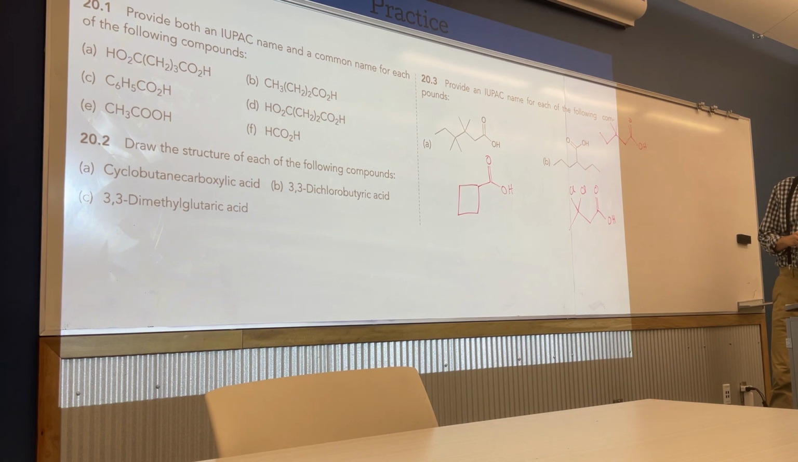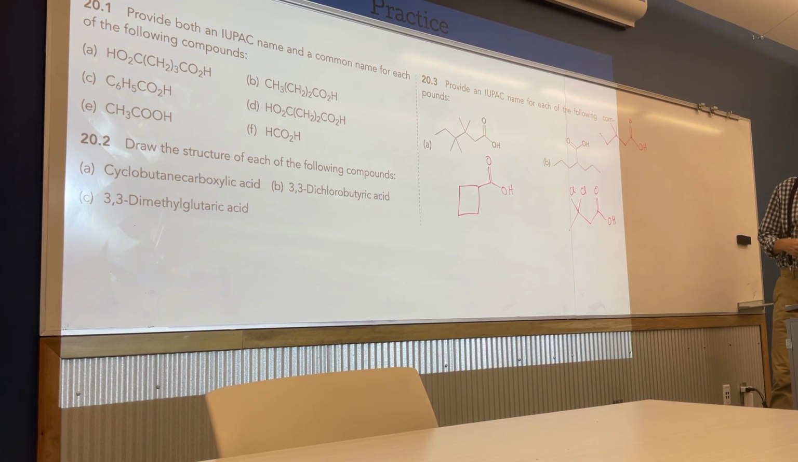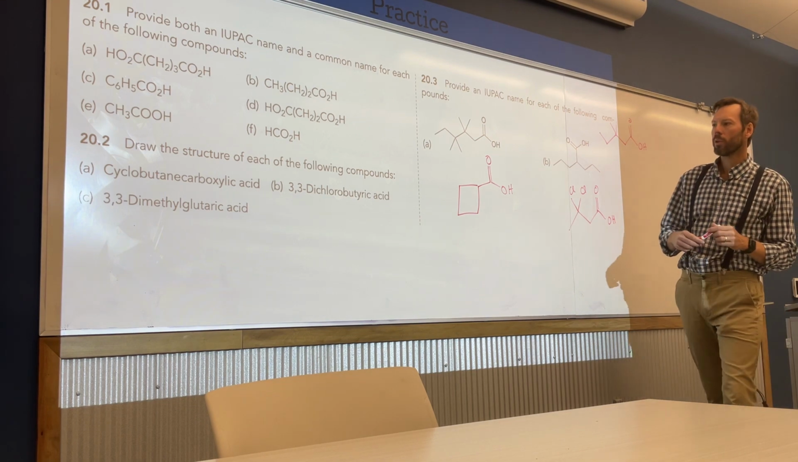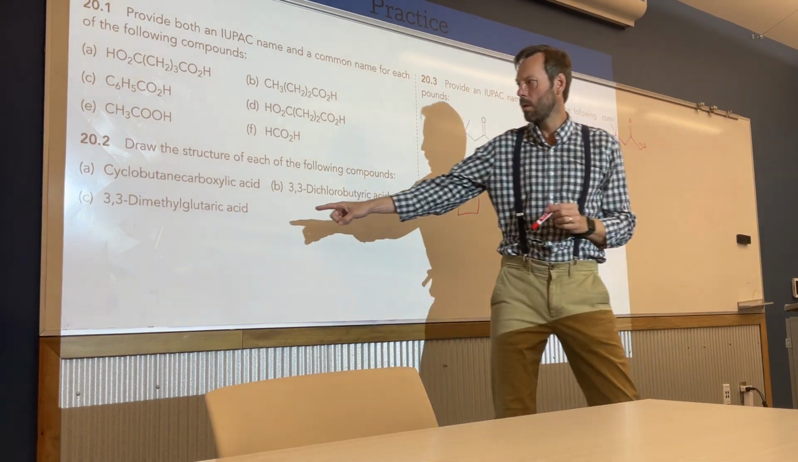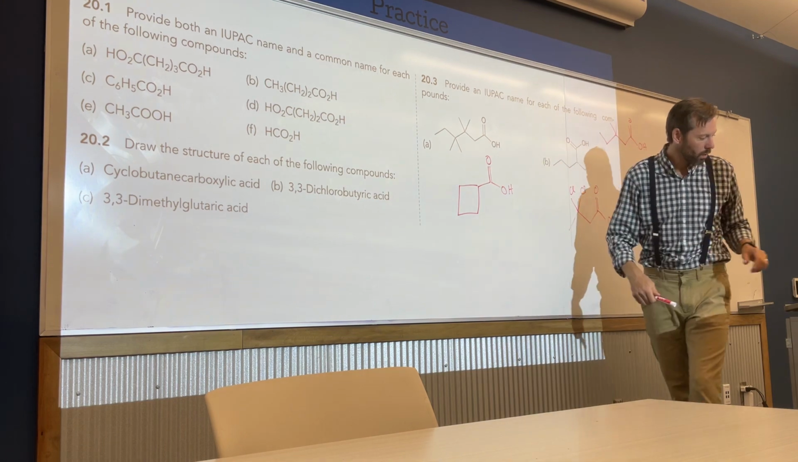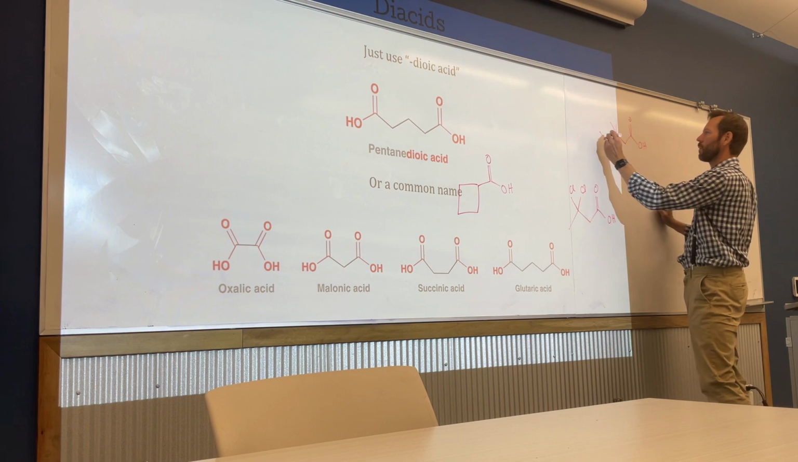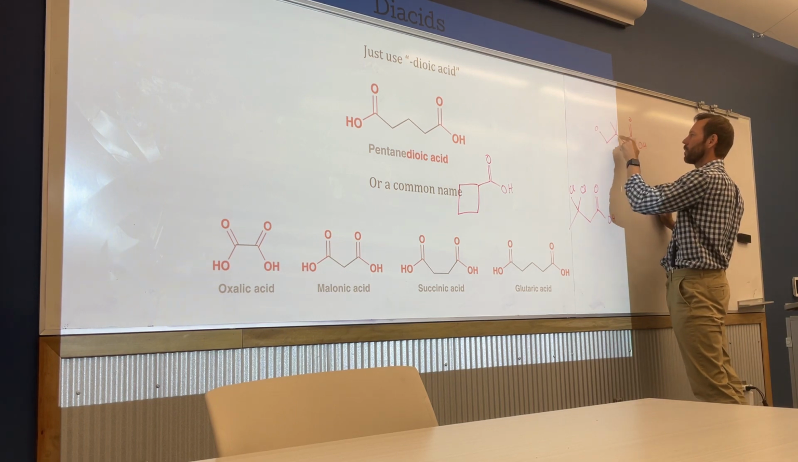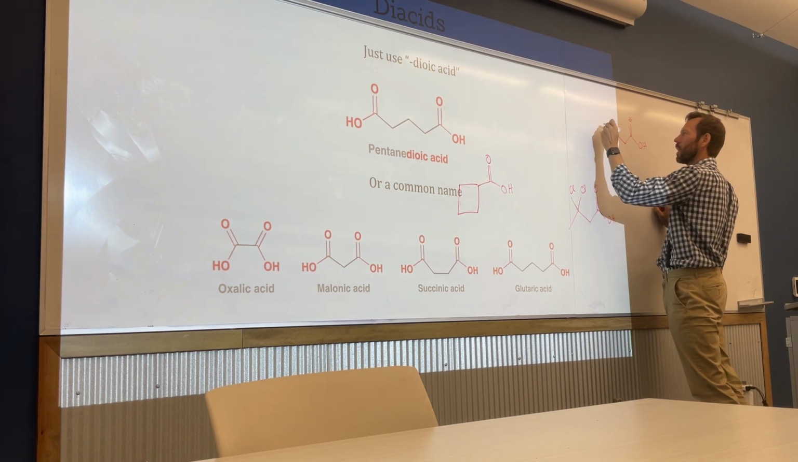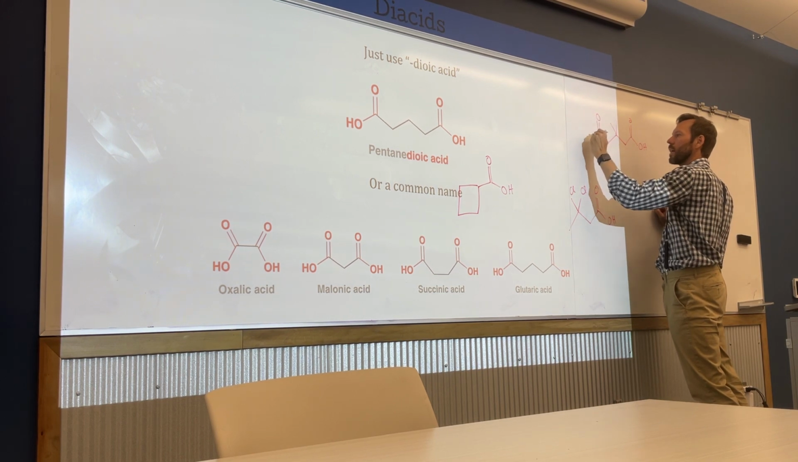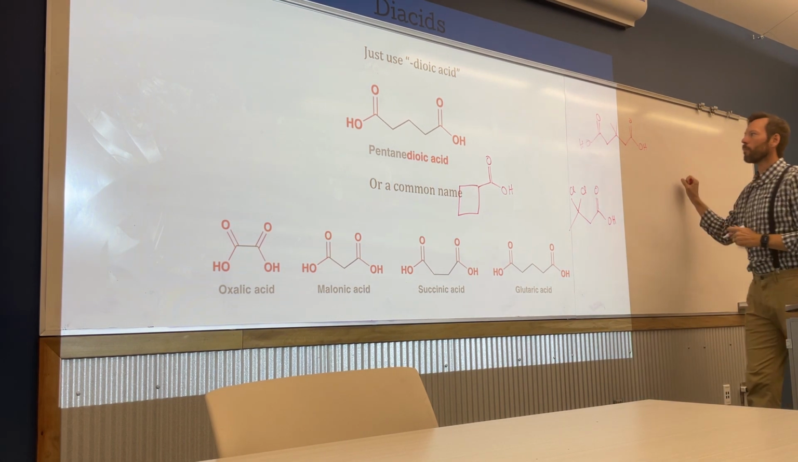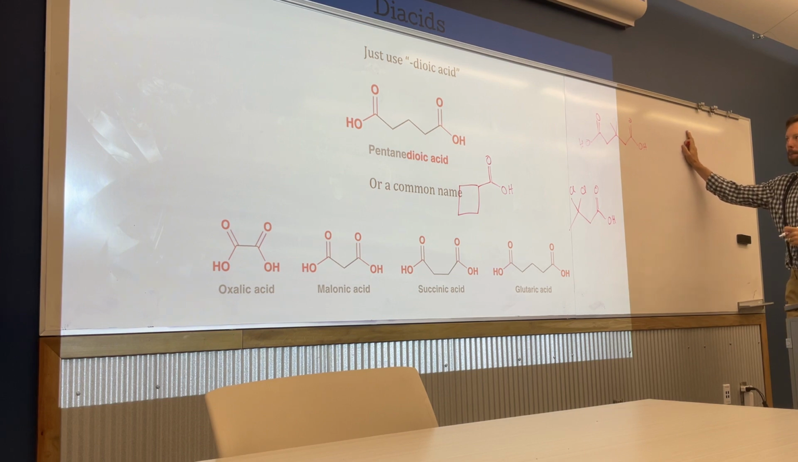Wouldn't it be the diacid for glutaric? Sorry, which? For C. Oh, yeah, you're right. It's two, on each side. Good call. 1, 2, 3, 4, 5. Thanks for that catch. That's a dioic. Yeah, the common name doesn't really emphasize that it's a dioic.